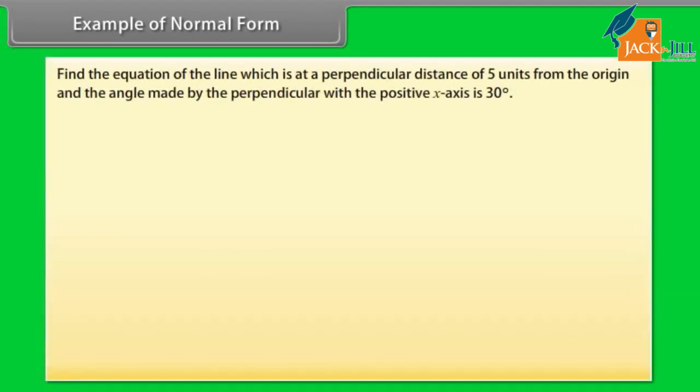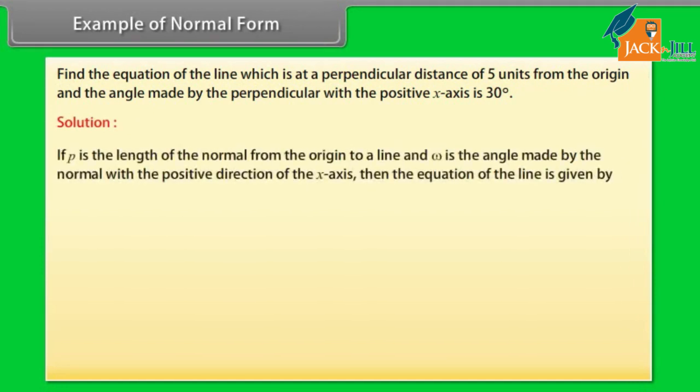Example of normal form. Find the equation of the line which is at a perpendicular distance of 5 units from the origin and the angle made by the perpendicular with the positive x-axis is 30 degrees. Solution. If p is the length of the normal from the origin to a line and omega is the angle made by the normal with the positive direction of the x-axis, then the equation of the line is given by x cos omega plus y sin omega is equal to p.